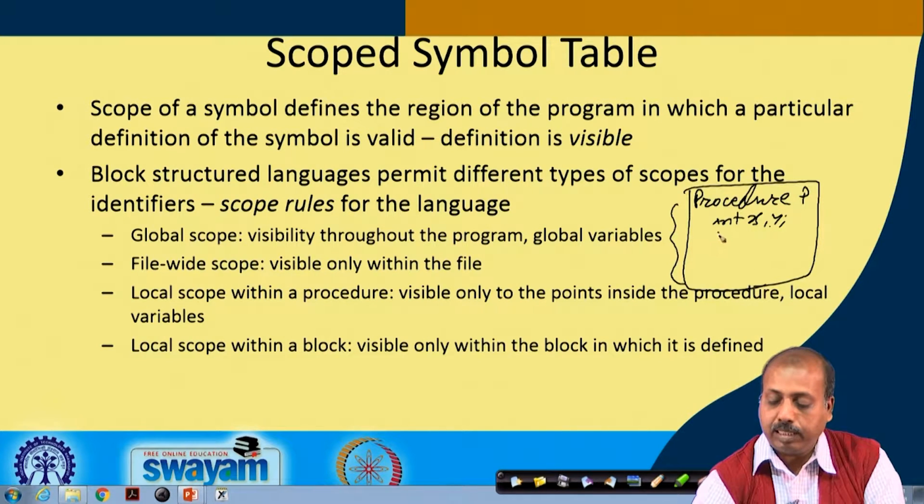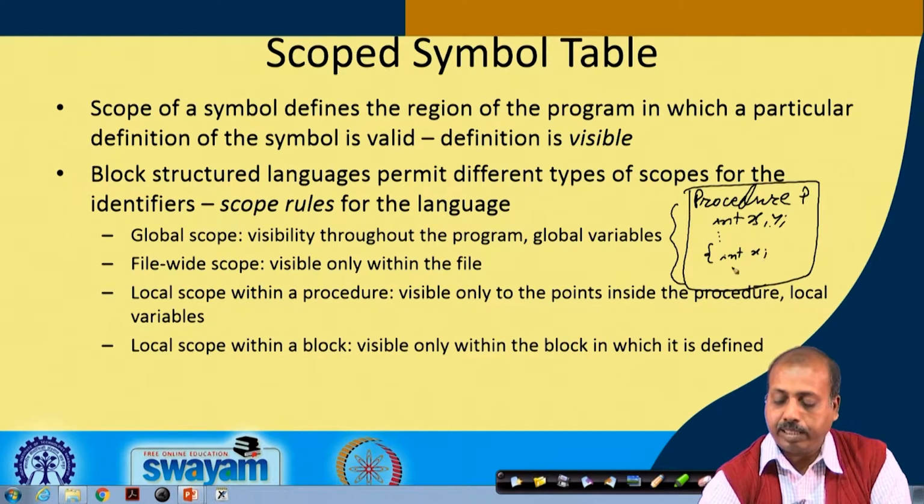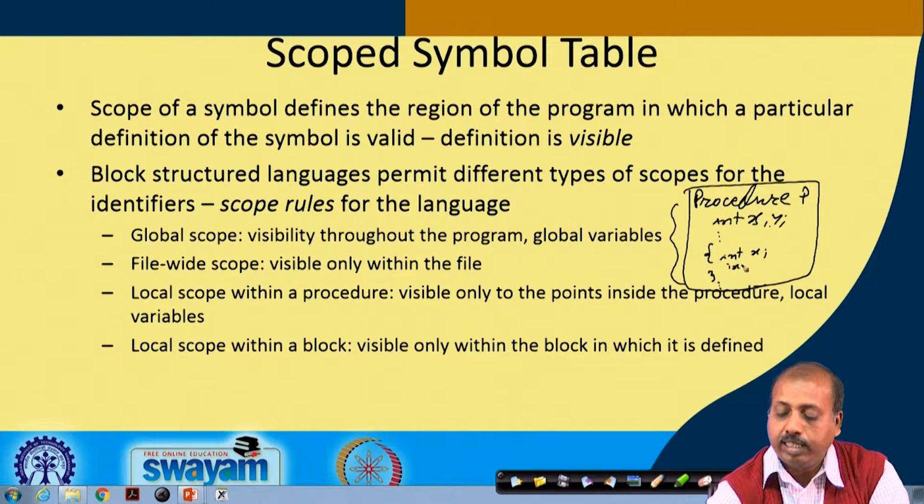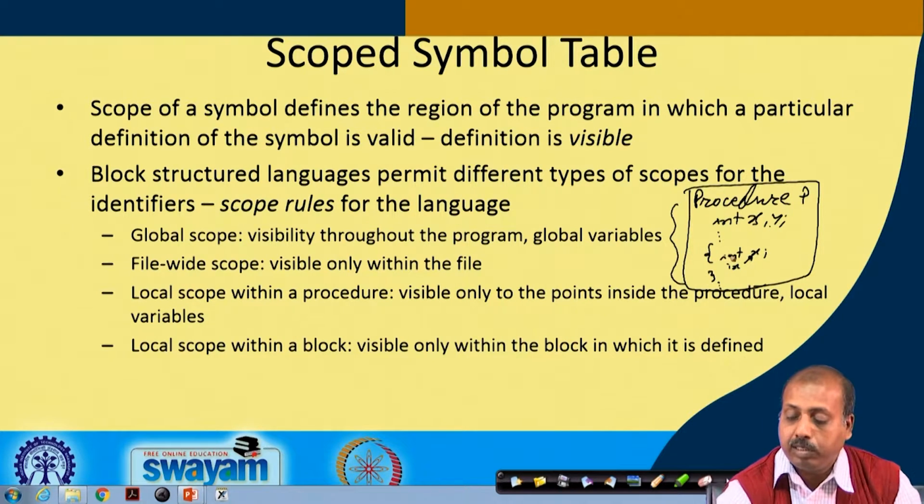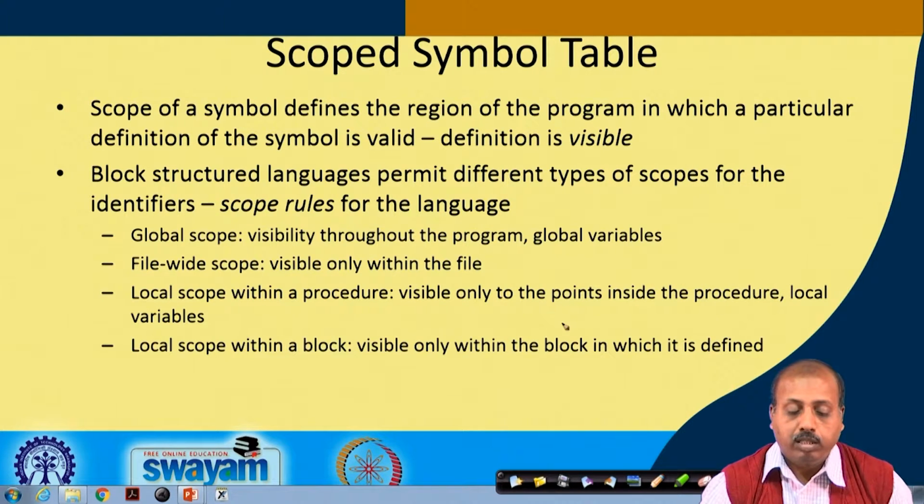However, it may so happen that there is a block here, and within this block another definition of x comes. So here, if I refer to x, then this x will refer to this inner x. This is not the local x for the procedure; this is local for the block. So, this is the local scope within a block, and this x is not visible outside this block. However, the x that I have here may be visible everywhere within the procedure. That way we can have a certain set of rules for local scope within a procedure and local scope within a block. So, we can have different types of scope rules.